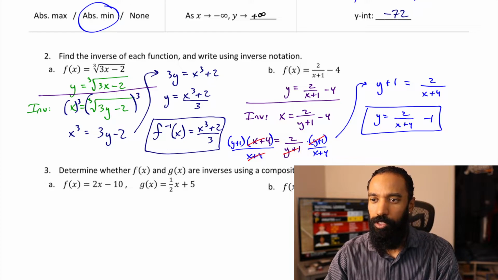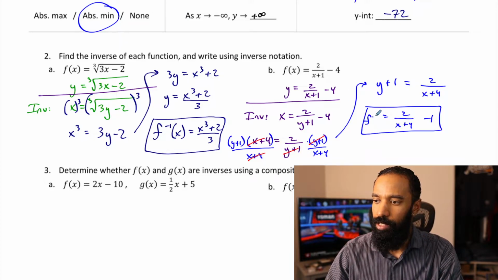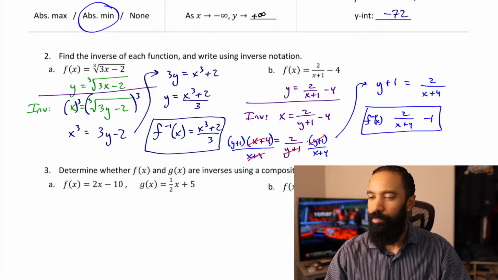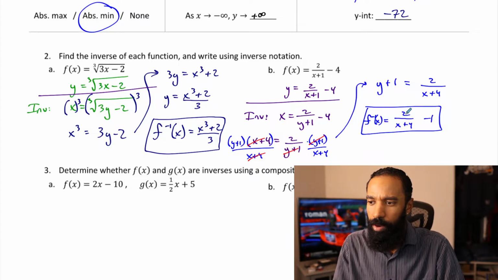Oh, I'm sorry. Let me put inverse notation there. So that'll be inverse of f of x. All right, there we go. So yeah, there it is. I'm trying to make sure I got all that right. It looks pretty good.